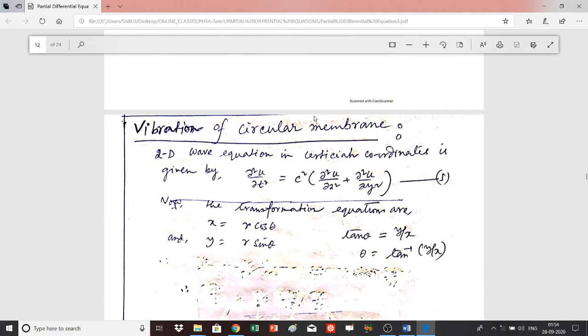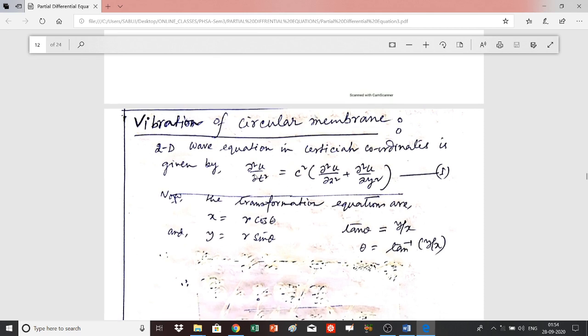Vibration of a circular membrane is nothing but the membrane in two-dimensional polar coordinates, and that means in this case we have to solve the Laplace equation in two-dimensional polar coordinates. This is the two-dimensional wave equation in Cartesian coordinates, and we know the transformation equation we already calculated. Just use the value of the transformation of the two-dimensional Laplace equation.